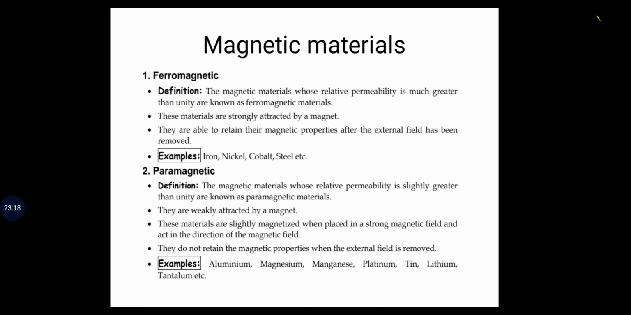The magnetic materials whose relative permeability is much greater than unity are known as ferromagnetic materials. These materials are strongly attracted by the magnet. So these materials have very high permeability and are attracted by the magnet.